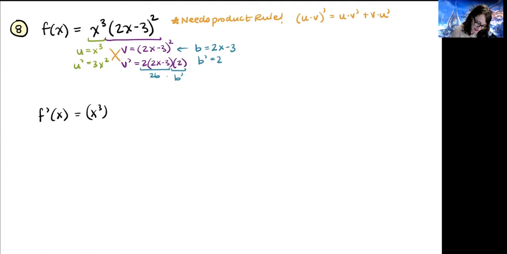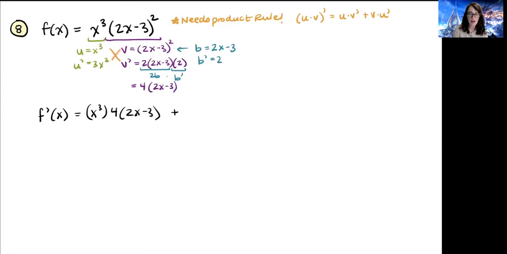Again, by leaving this alone, but taking the result of v prime and the number in the front and multiplying those. So I might just write this as 4 times 2x minus 3. Just gets rid of some parentheses. So what we'll have here is x cubed times 4 times 2x minus 3. Then we add v times u prime. So these two are what we're going to multiply together.